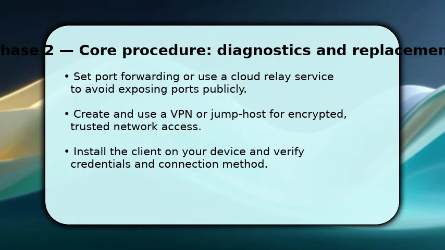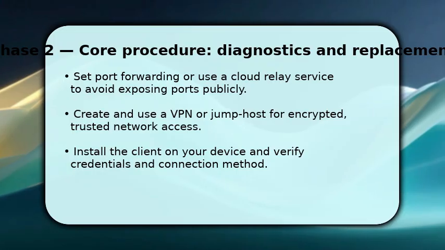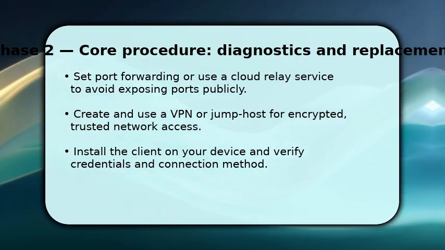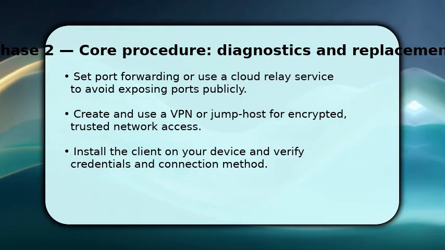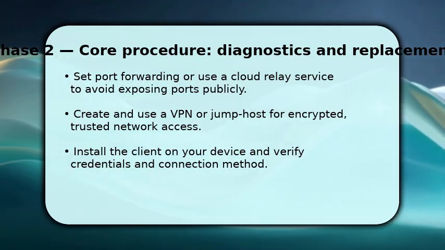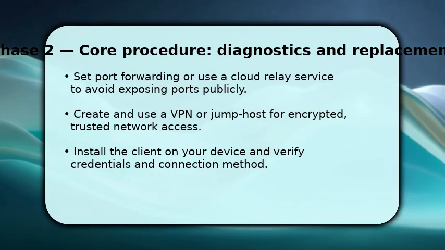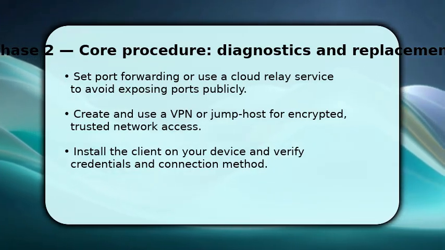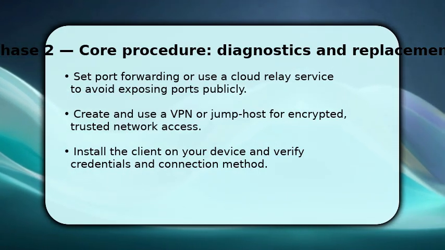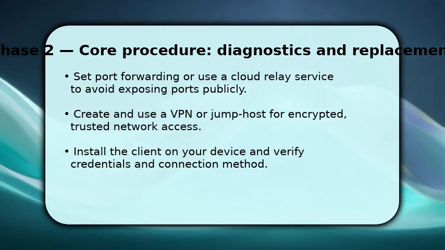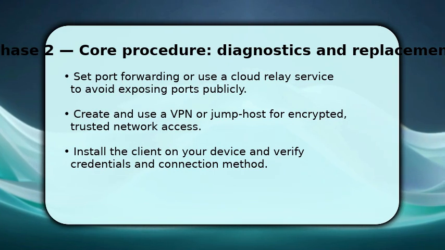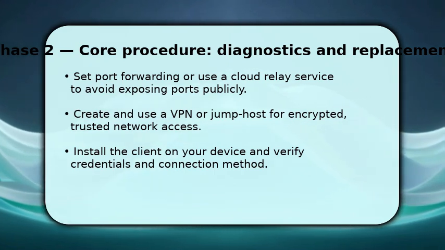Now you configure network routing and secure access so the connection is reliable and safe. If you must expose a port, forward the remote desktop port on your router, but preferably use a cloud relay or vendor gateway to avoid public ports. Better yet, connect through a VPN or a jump host. This encrypts traffic and reduces attack surface. Then install the matching client app on your device, enter the host address and credentials, and test the connection method so you confirm everything works before relying on it.